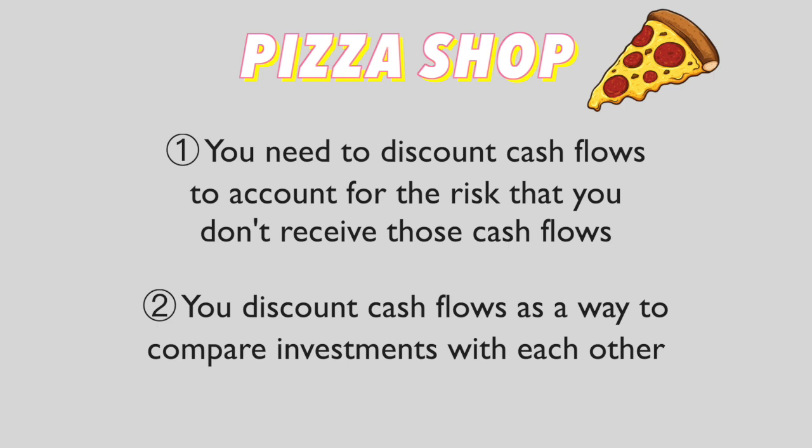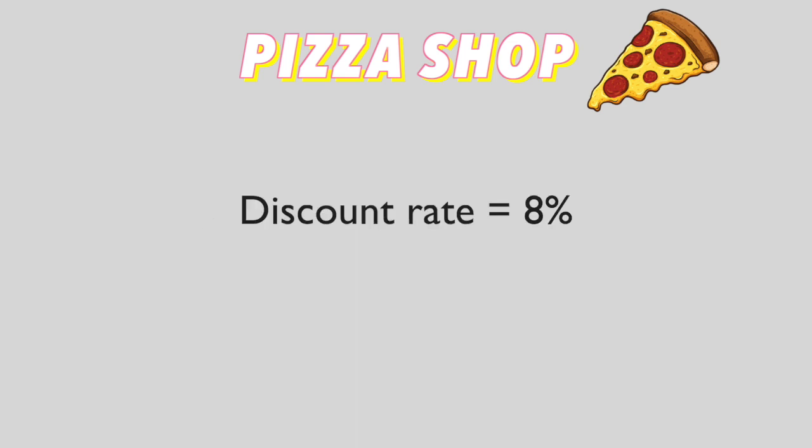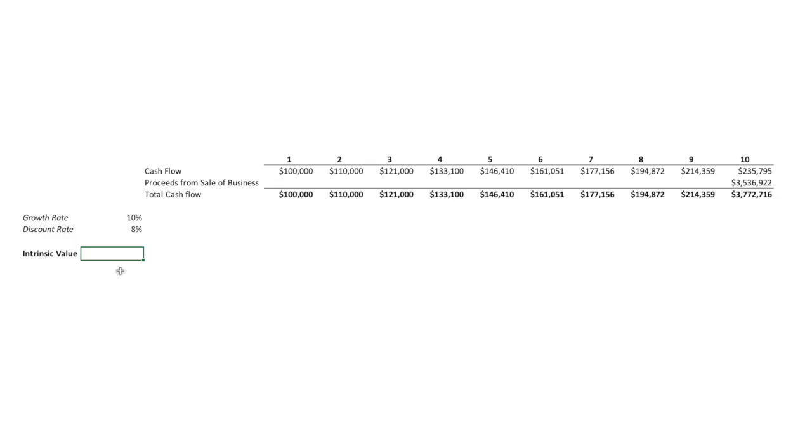Additionally, you discount cash flows as a way to compare investments with each other. If you could put your money in an insured savings account at a bank and receive a 5% return on your money with no risk, you are going to need a return significantly higher on this investment to justify buying this pizza shop. In this example, we are going to use 8% as our discount rate. After you discount these cash flows, you can then add up the discounted values to determine the intrinsic or true value of the business. This is where another important concept of investing comes in, the margin of safety.